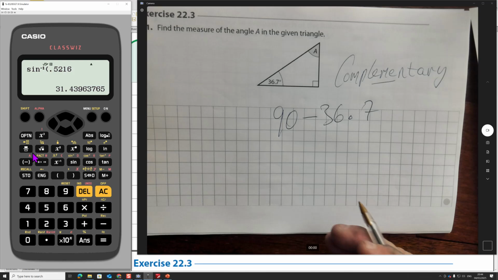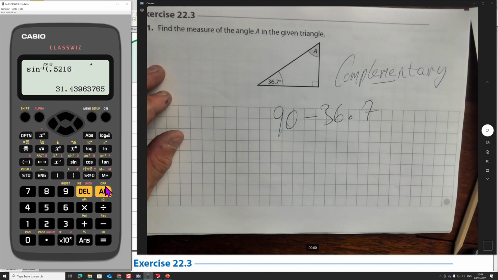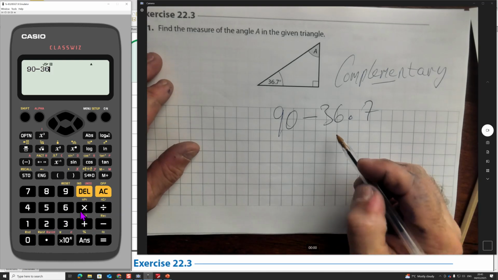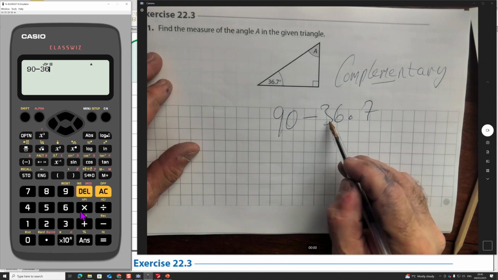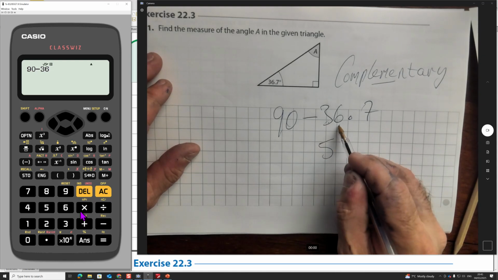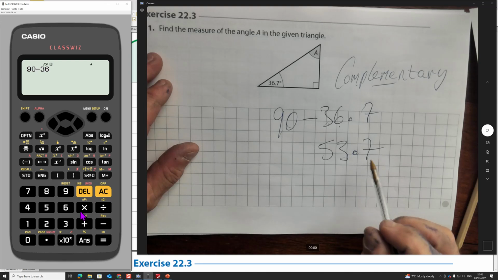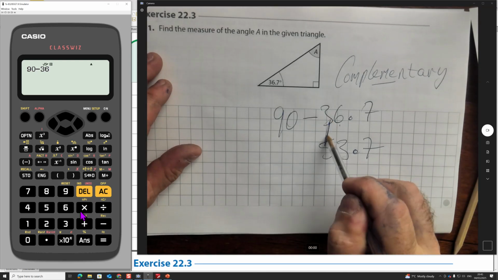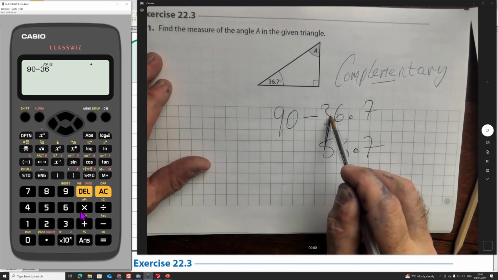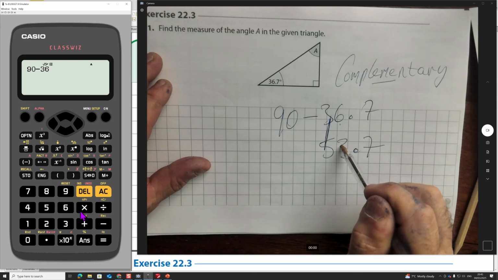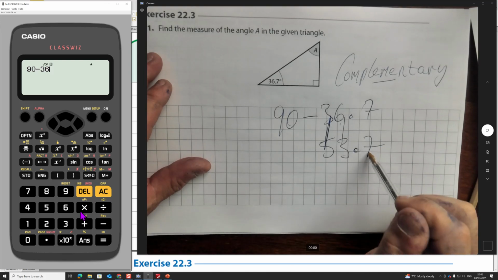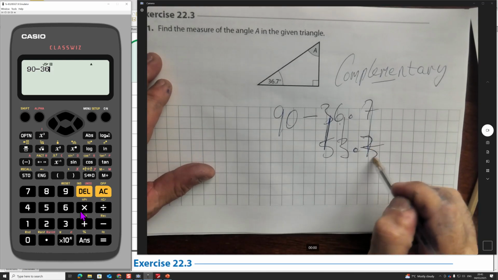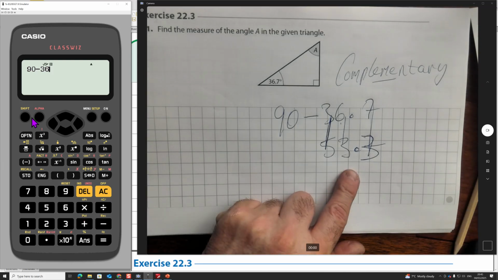Mental maths or calculator? Calculator? Easier? It's not impossible to do it. Okay, it'll be 53.7. So I'm subtracting from 8, subtracting from 9, and I'm subtracting from 10. Made a mistake there.